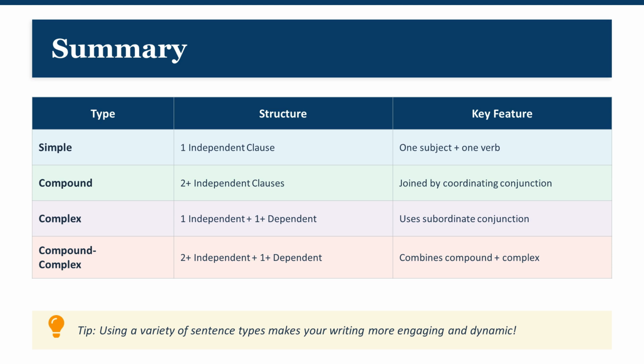A simple sentence has one independent clause, with one subject and one verb. A compound sentence has two or more independent clauses joined by a coordinating conjunction like and, but, or so. A complex sentence has one independent clause and one or more dependent clauses connected by a subordinate conjunction like because, when, or where. And a compound complex sentence combines the features of both, with two or more independent clauses and one or more dependent clauses.